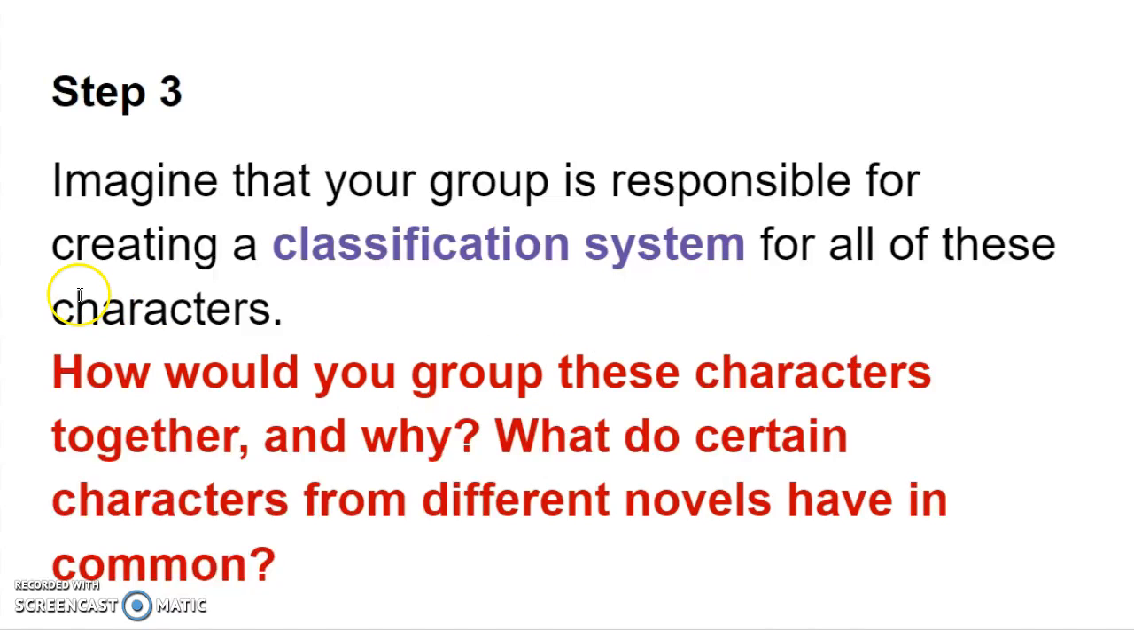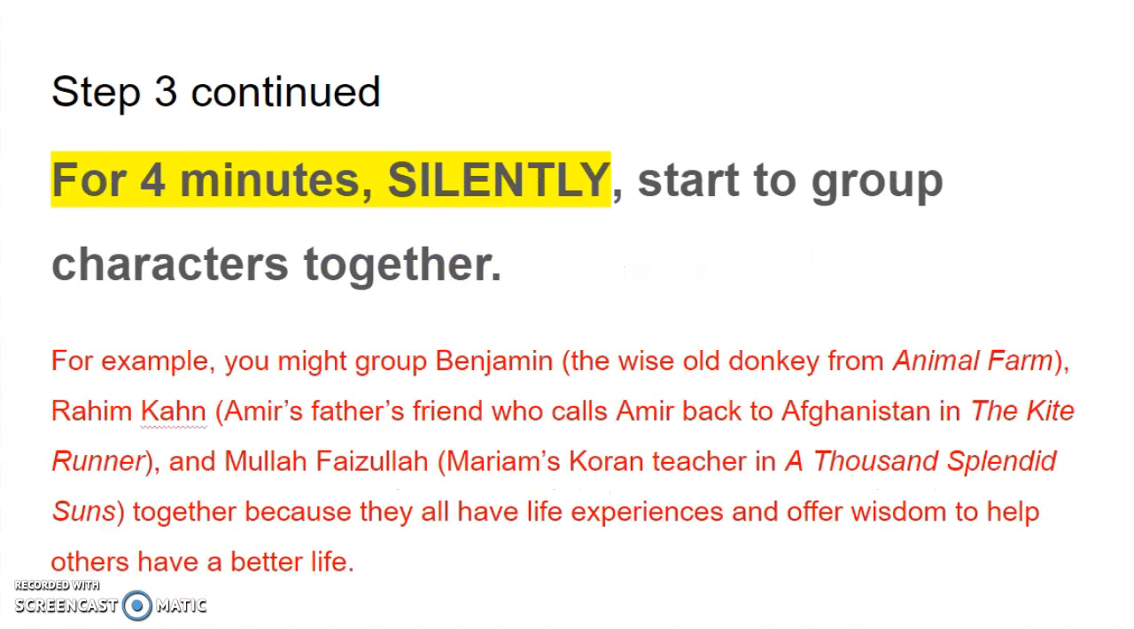Okay, so an example of this might be, for example, you might group Benjamin, the wise old donkey from Animal Farm, Rahim Khan, Amir's father's friend who calls Amir back to Afghanistan in The Kite Runner, and Mullah Faizullah, Mariam's Quran teacher in A Thousand Splendid Suns. You might group those characters together because they all have life experiences and offer wisdom to help others have a better life. That's what they have in common. So you are going to figure out what these characters from different stories have in common and group them together.